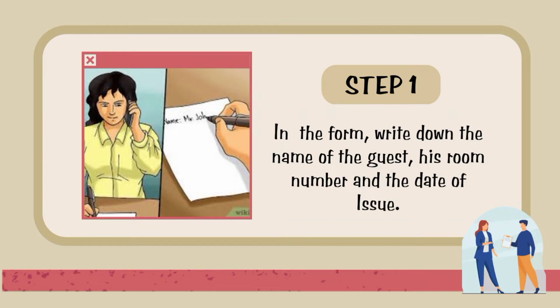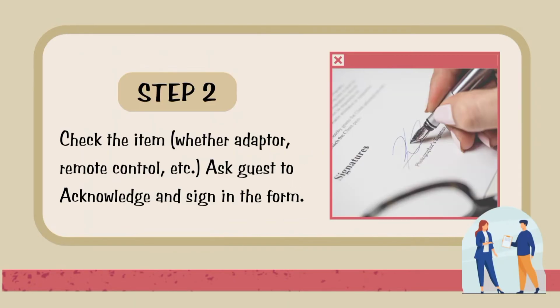Step 1: In the form, write down the name of the guest, his room number and the date of issue. Step 2: Check the item, weather adapter, remote control, etc. Ask the guest to acknowledge and sign in the form.